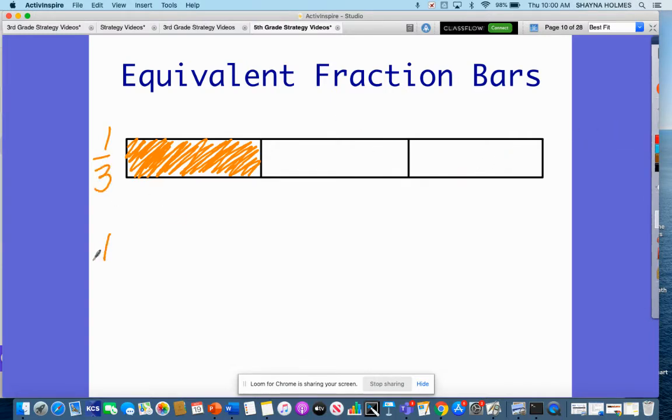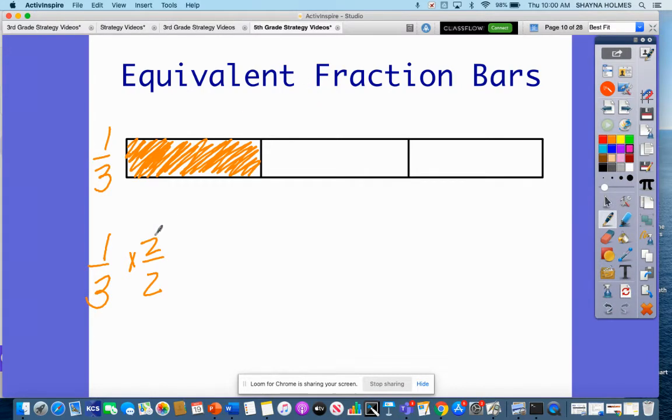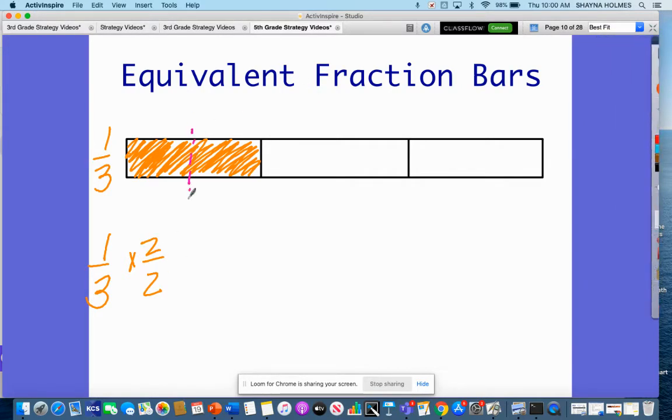So what I'm going to do is I'm going to take 1/3 and I'm going to multiply it by 2/2, which anything over itself is going to be 1. So this is what's going to lead me to find an equivalent fraction. So what I'm going to do is I'm multiplying it by 2. I'm going to cut these sections in half.